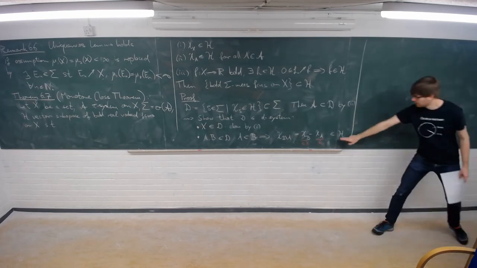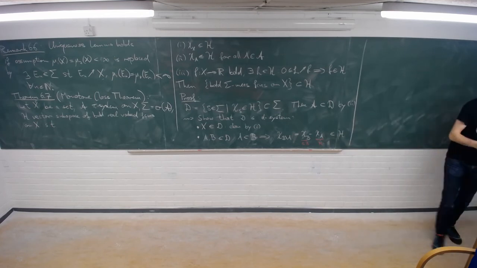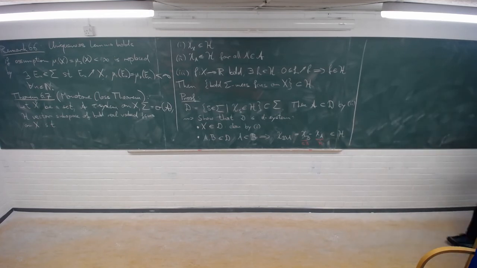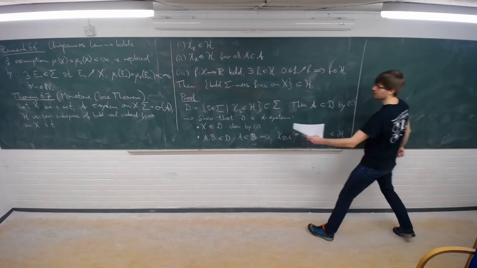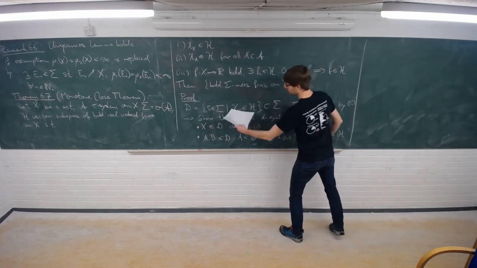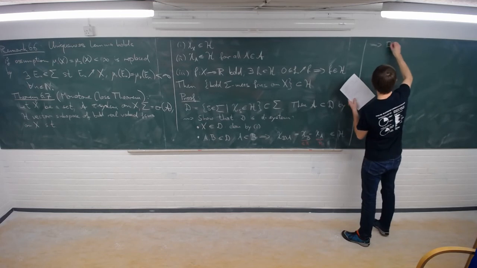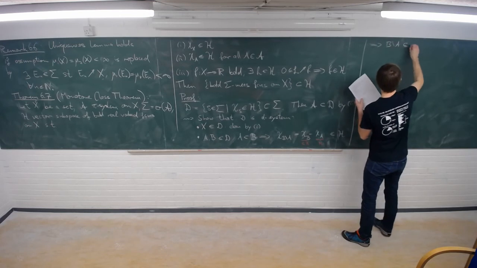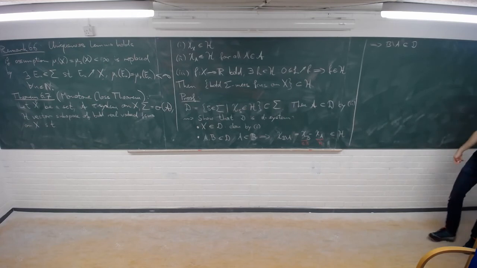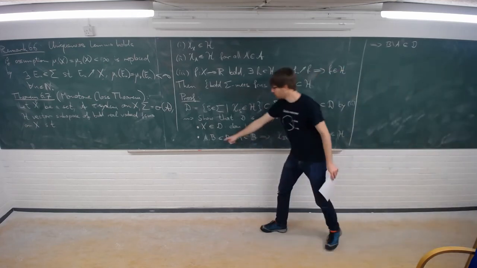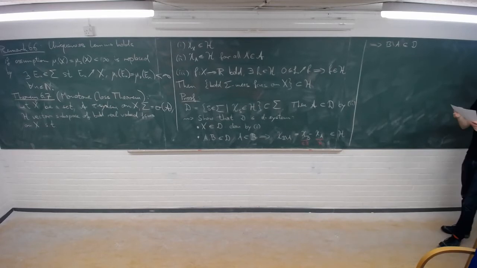Because here we're using the fact that H is a vector space. But chi B minus A being in H just means that B minus A is an element of D by definition. So we verified the second property of D systems: if A and B are in D and A is a subset of B, then B minus A is in D.